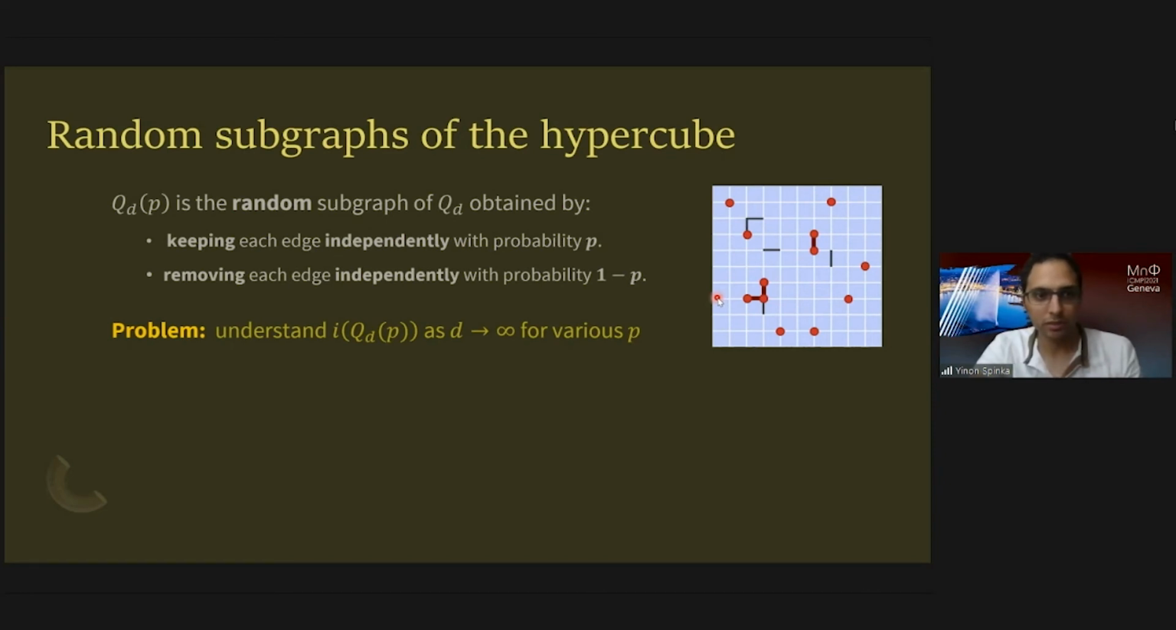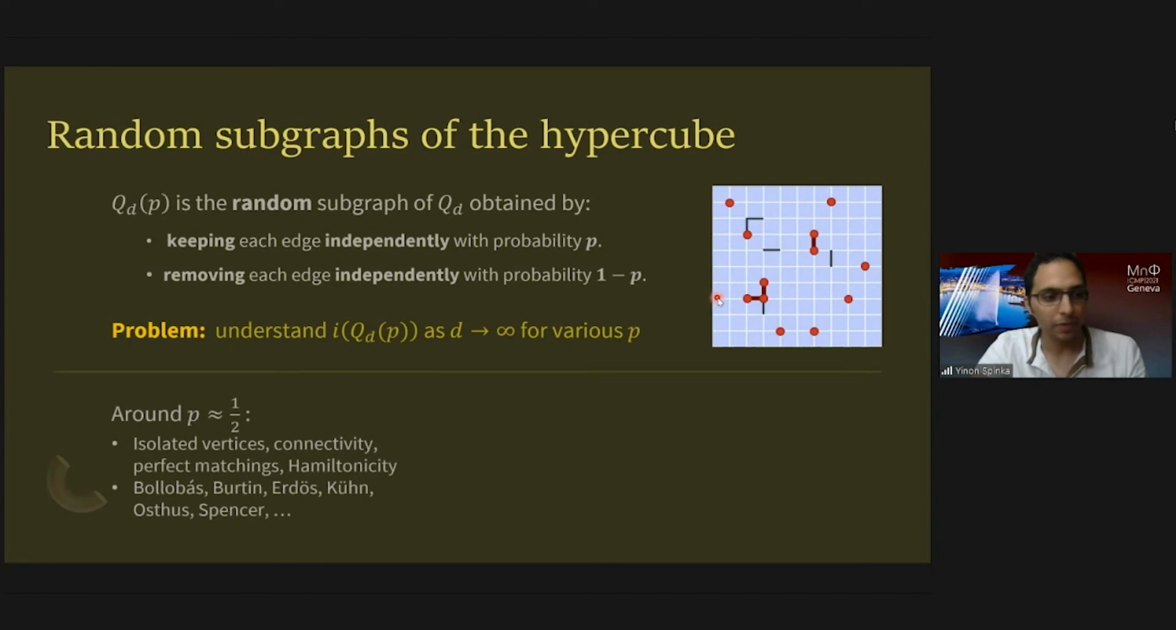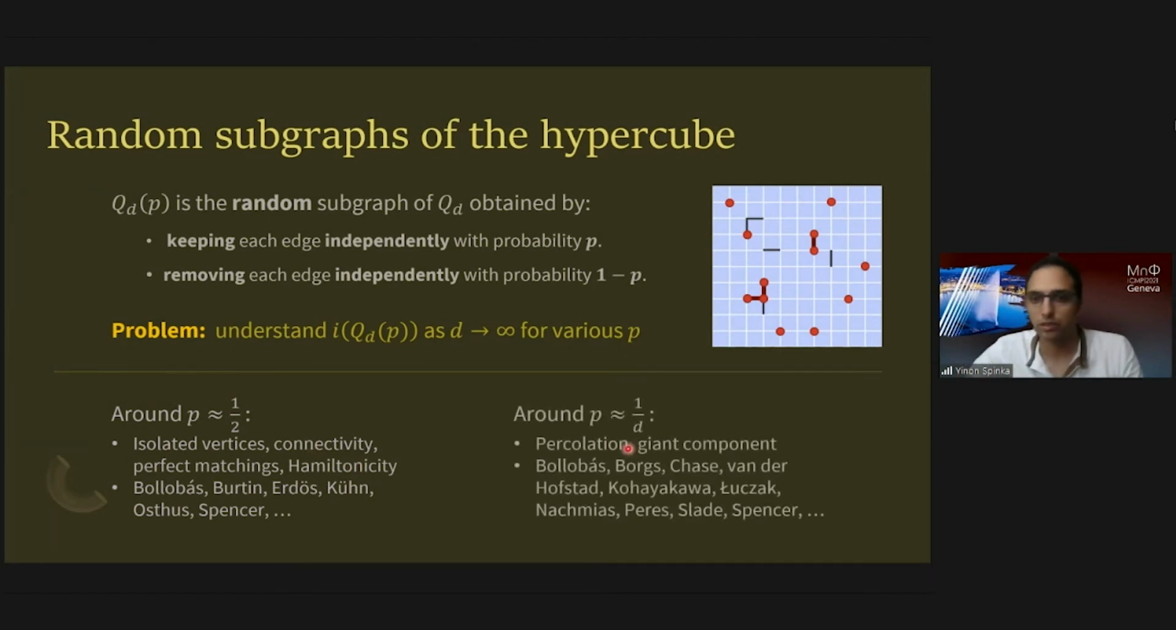And just to mention before we start talking about this problem, these random subgraphs have two kind of interesting points. One is around p equals a half, and this is the threshold for various global graph properties, such as the existence of isolated vertices, connectivity, perfect matchings. Recently, this was shown to be the threshold for Hamiltonicity. And another important threshold occurs around 1 over d, which is the percolation threshold, or in other words, where a giant component appears. And this has been the subject of much study as well. So that's just to give you some idea about these random subgraphs and the various people who have been studying these. And what we're going to do is study the number of independent sets in this random subgraph.